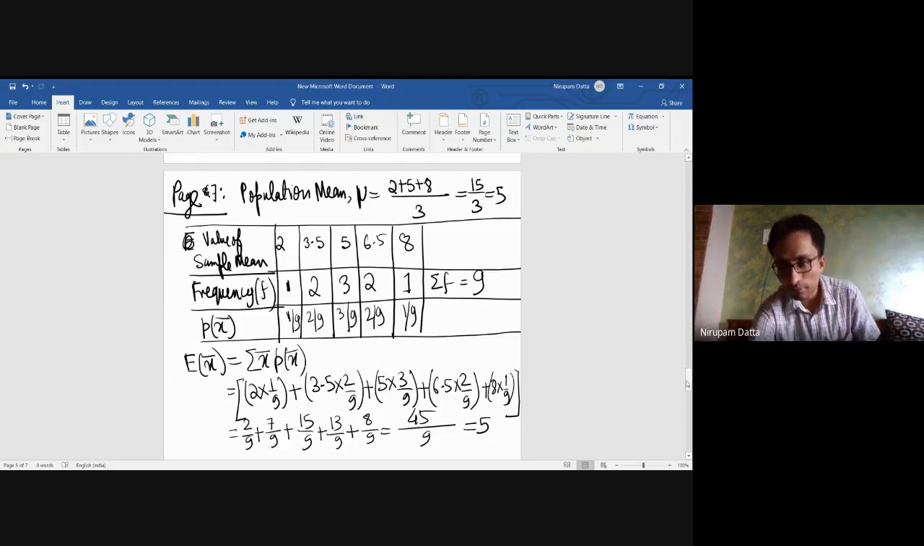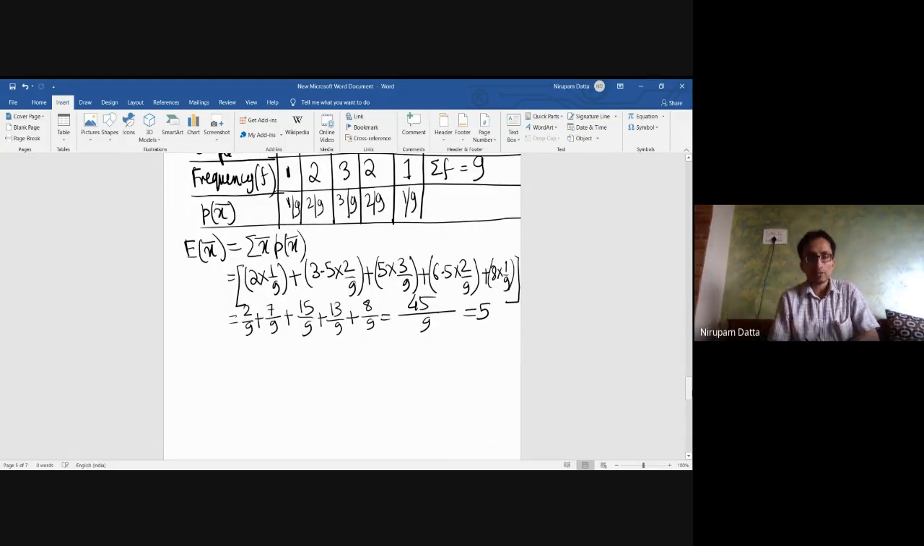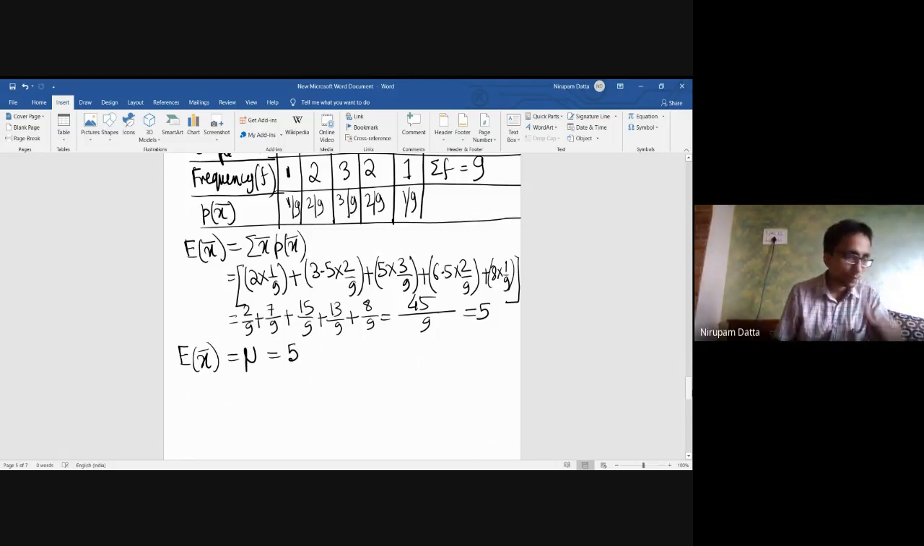So what do we see? We see the expected value of the sample mean is exactly equal to the population mean, equal to 5. Now, we will have to find the variance of the sample mean. So before we find the variance of the sample mean, we need to find something else. What is that?